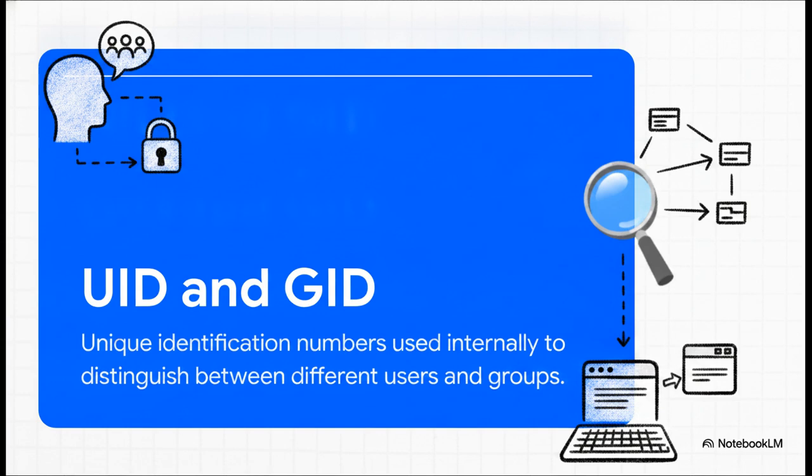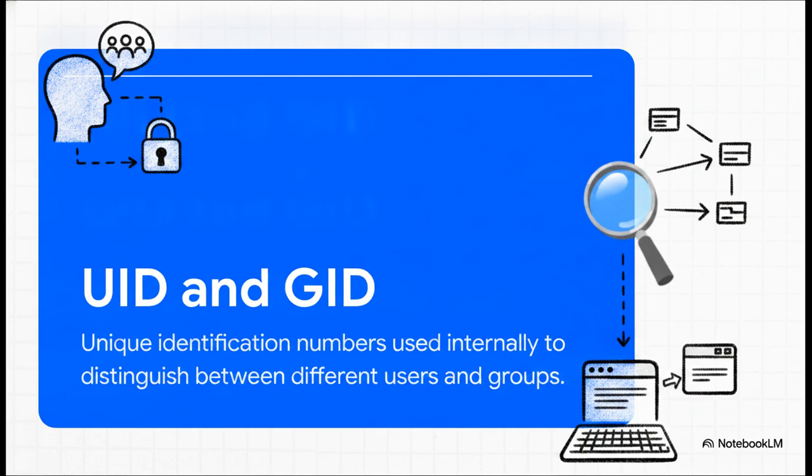Now, as humans, we love names, right? We want to log in as user01 or webadmin because it's just easy for us to remember. But the system literally doesn't care about those names internally. Instead, it distinguishes user accounts by a unique identification number known as the user ID, or UID. Similarly, groups of users get a group ID, or GID.